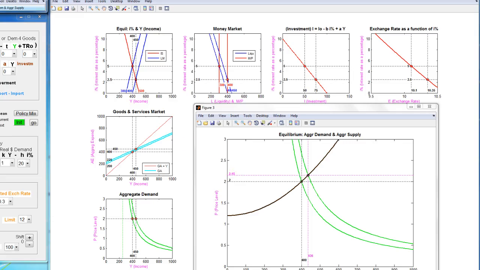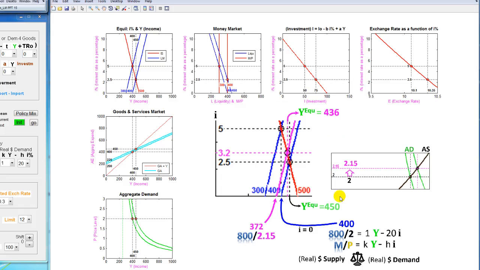Well, let's go on. The first thing that happened is that if prices go from 2 to 2.15, then we will see that this LM curve will shift from the blue line to the pink line. Why? Because when initially M was 600, 600 divided by 2, 300, that was this intercept.